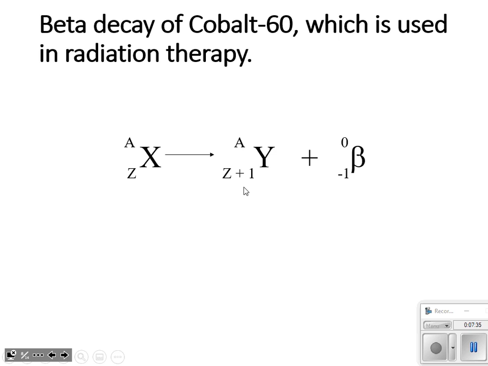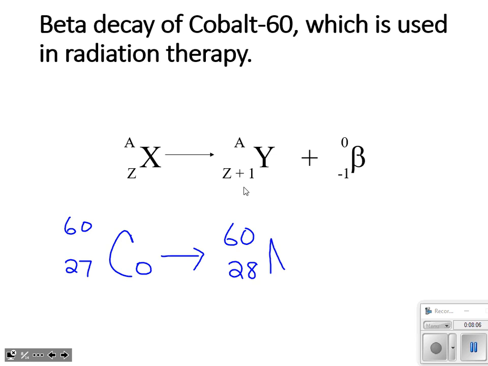So I come up and I'm using cobalt. I know that the symbol for cobalt is Co. I know that I have cobalt-60 as my mass number. Cobalt's atomic number is 27. I'm pretty good at math. The A stays the same. A stays at 60. Z is plus 1, so 27 goes to 28. What is element number 28, ladies and gentlemen? That is nickel. And I also have this beta particle given off.